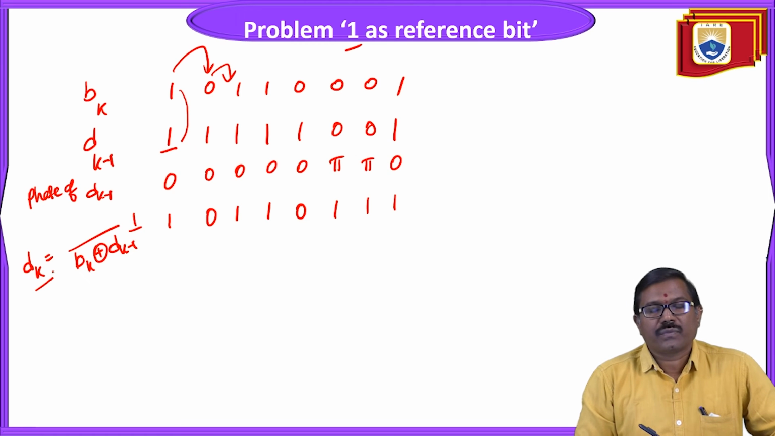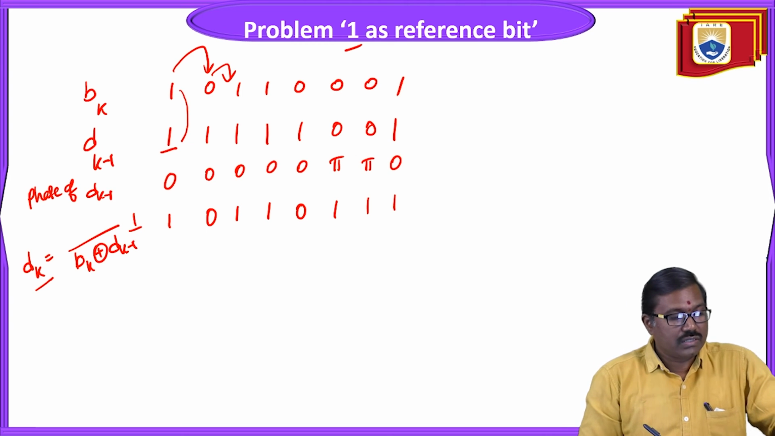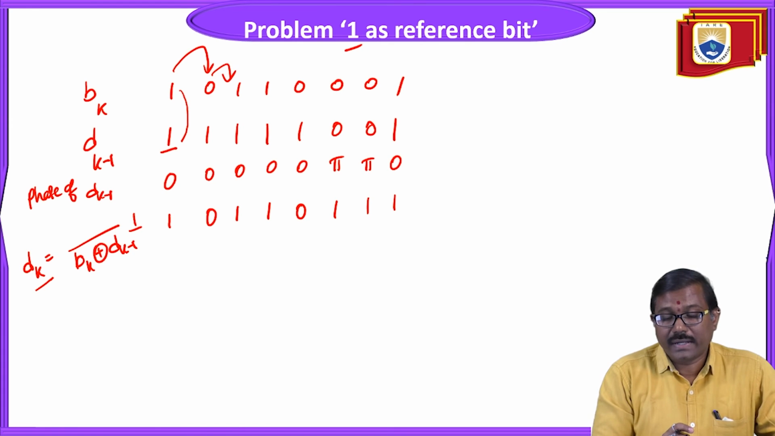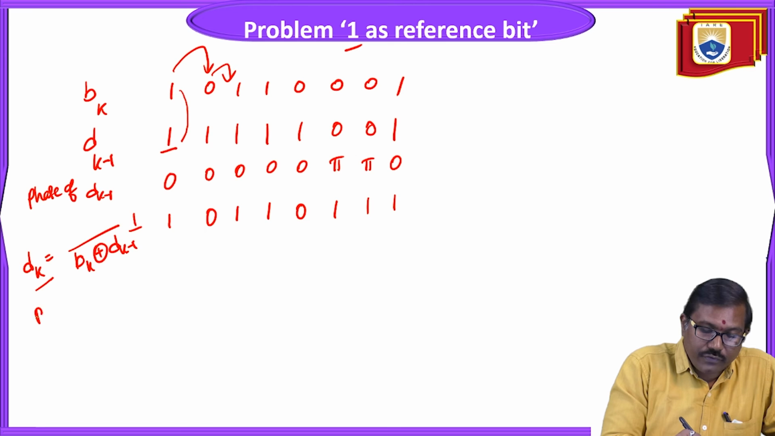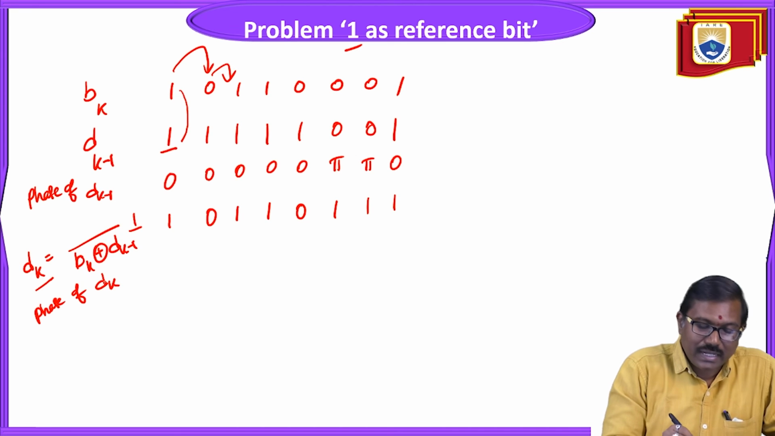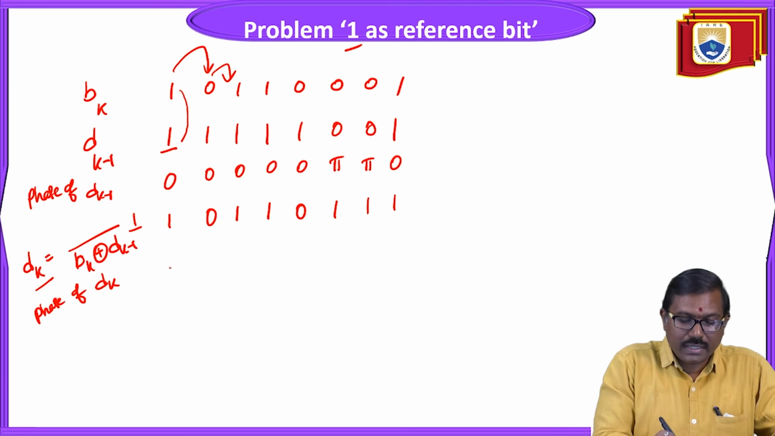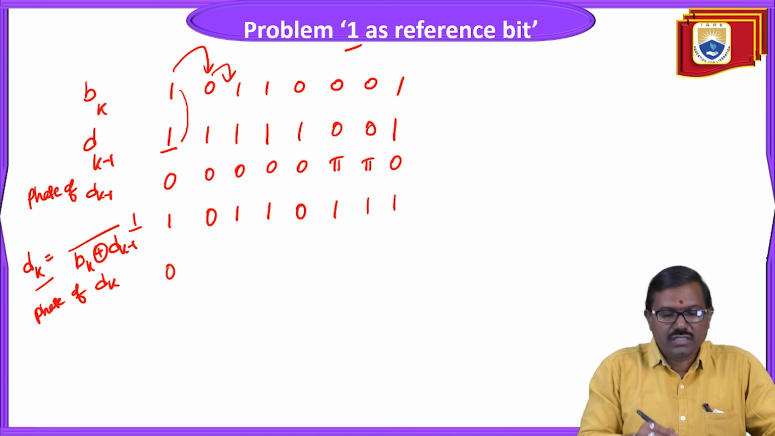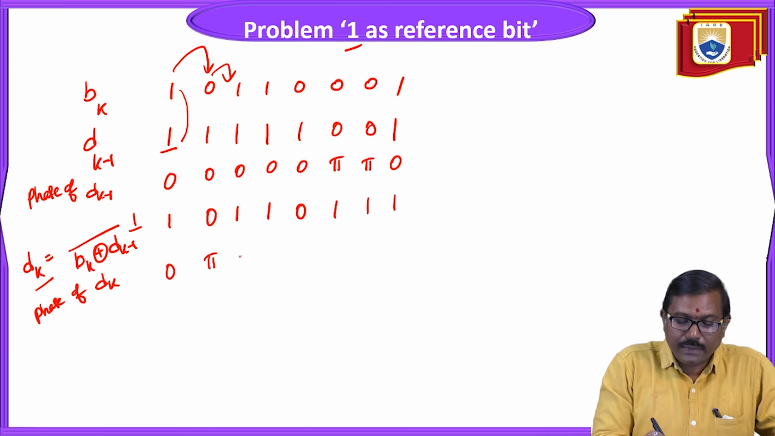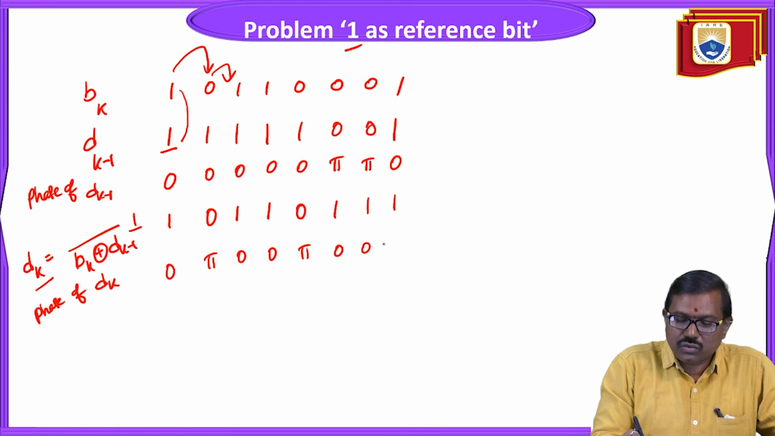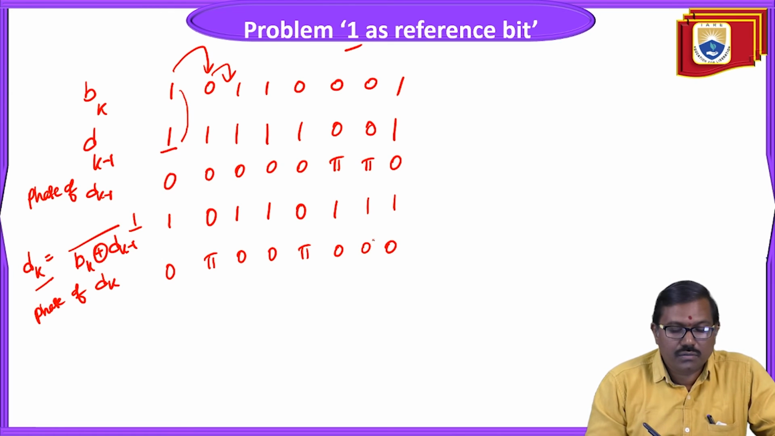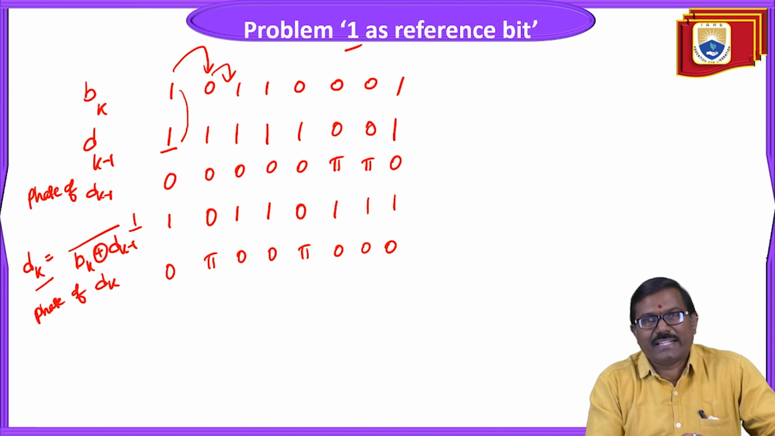So DK is the differentially encoded sequence. This is at the transmitter level. But the phase comparison is also taken at the receiver. So here I am taking the phase of DK. For 1, again similarly, there is no phase change. For 0, pi. Again 1 0, and this one also 0, and 0 pi 0 0. So these are my phase values of DK.